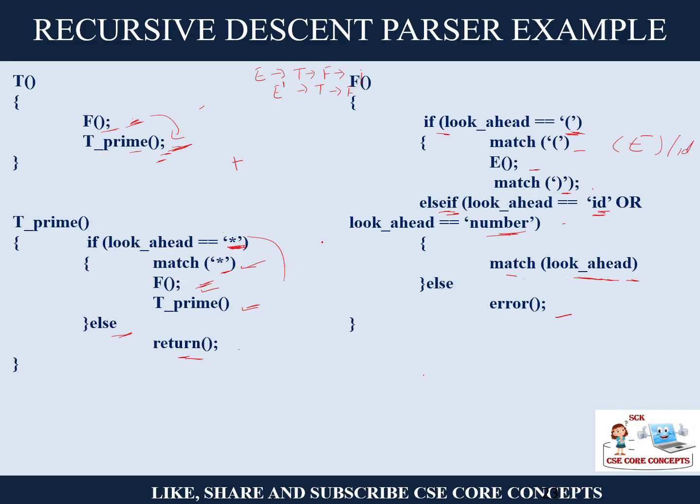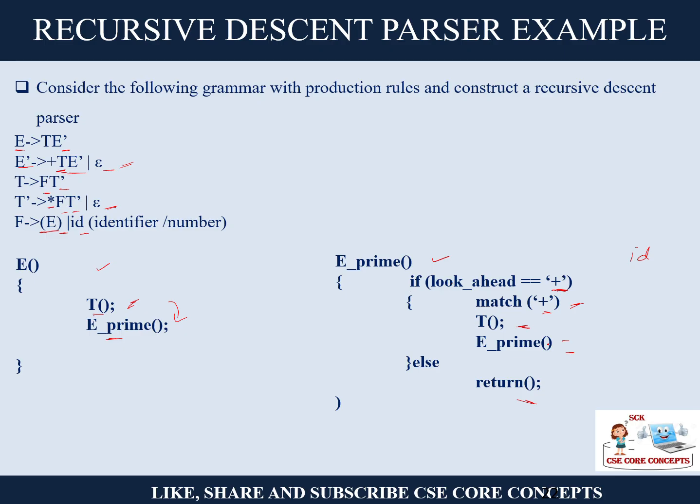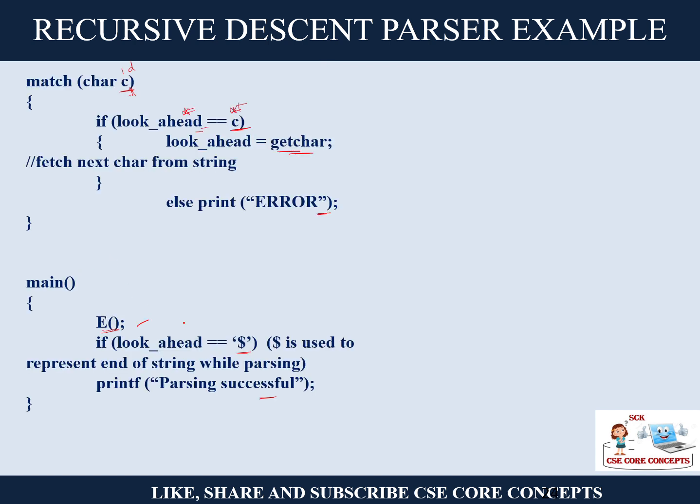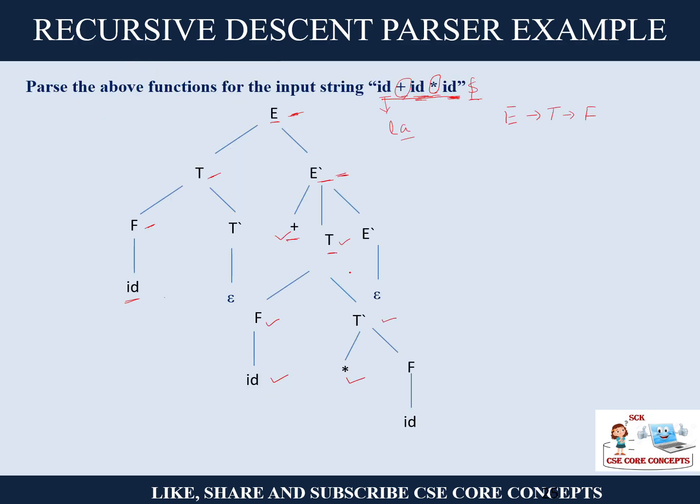So when you call your E prime again, what are you doing? Here again you are calling it recursively. So you try to match plus. Is it? No. Your look ahead is not plus. So you return, right? So you return E prime will return here. Our look ahead was a dollar, which has done everything. So now we are going back to our calling function of E, that is our main. So in main we say look ahead is a dollar. So dollar means your string has been parsed successfully. So this string is also created.